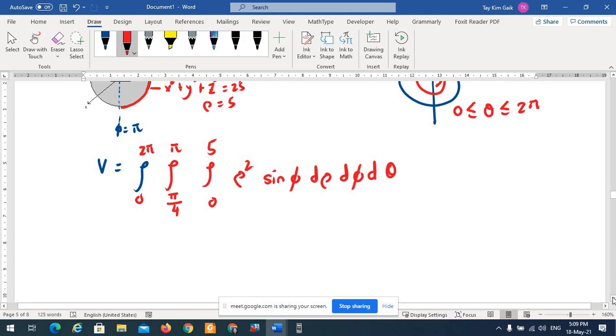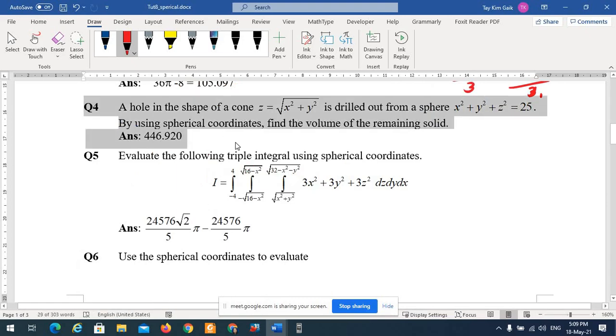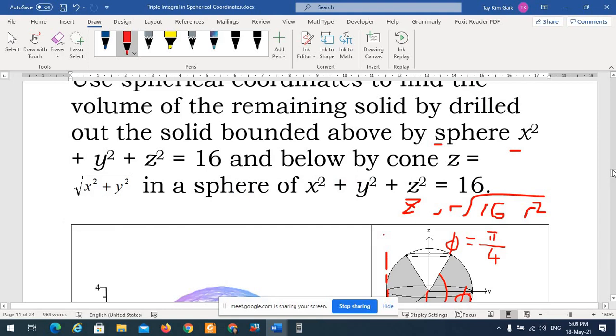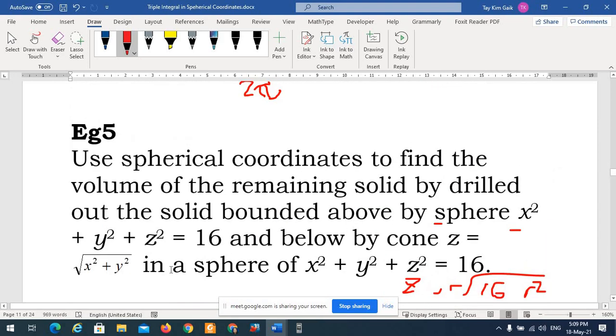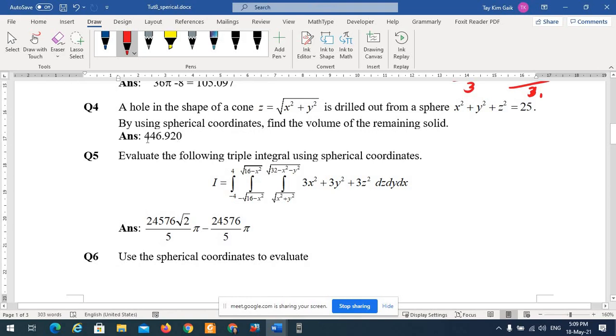So this is question number 4. I think you can integrate it, right? Question 4, is it okay? It's similar to last night's example, example 5, which was 16, but now changed to 25 only. I leave it to you to integrate it, so you may proceed to the next questions.